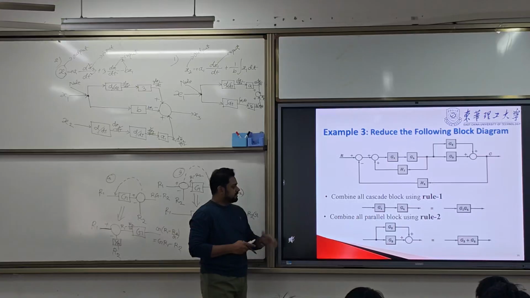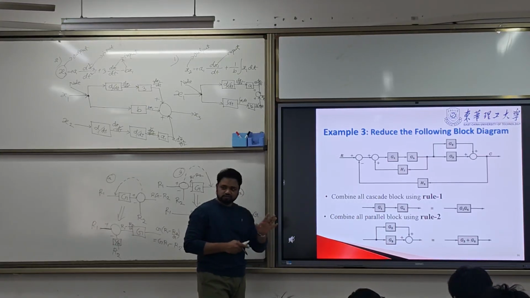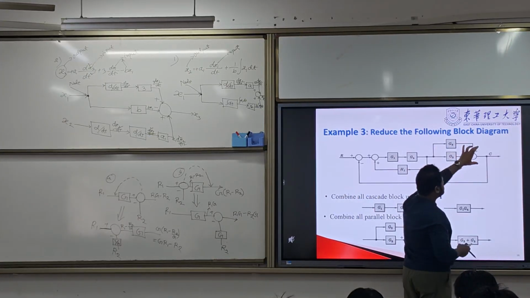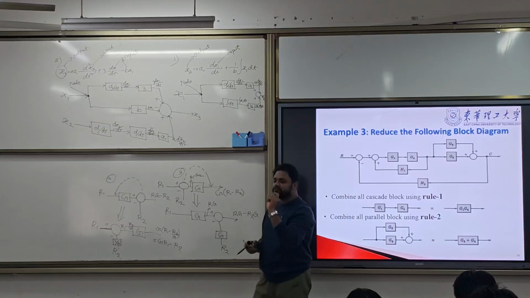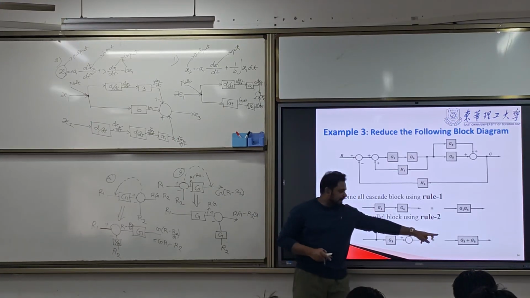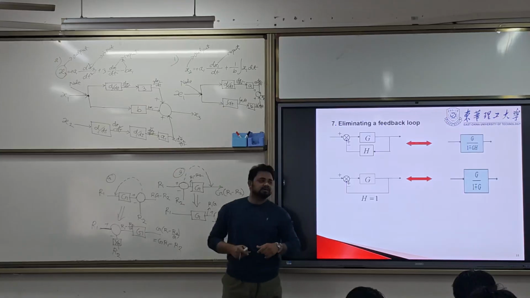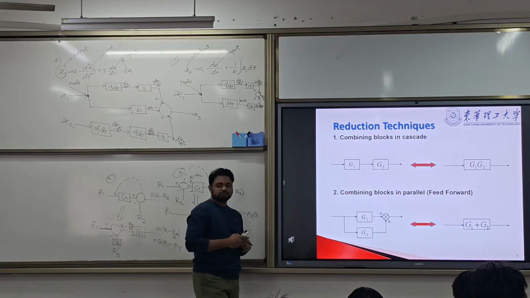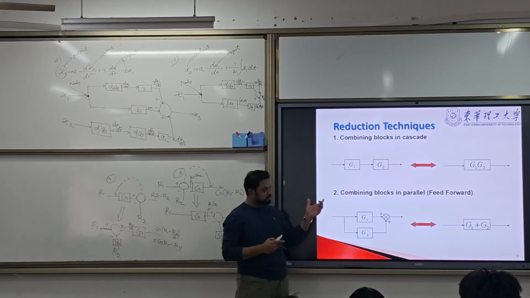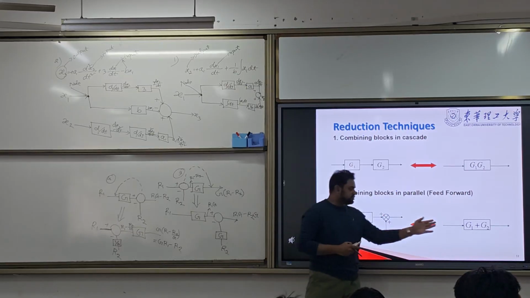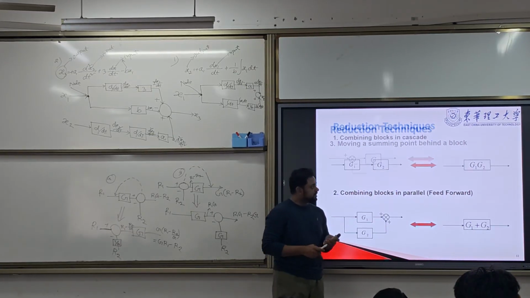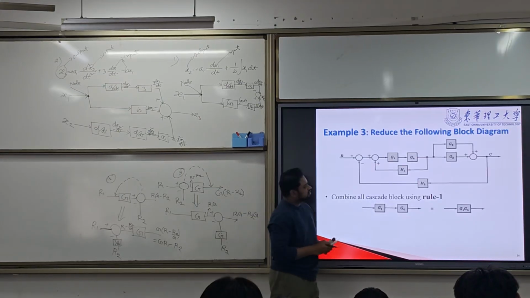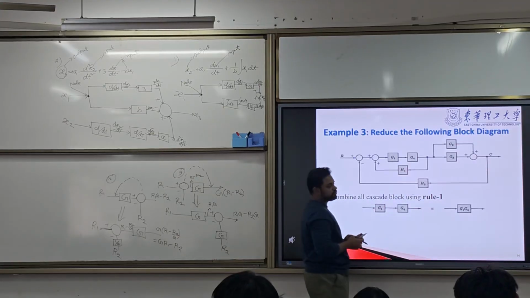Second, combine all the parallel blocks. Here, we have parallel blocks. We will use the second rule. Go back to the second rule: combining all the blocks in parallel, the gains will be added. In our example, it is G2 and G3. So G2 plus G3.